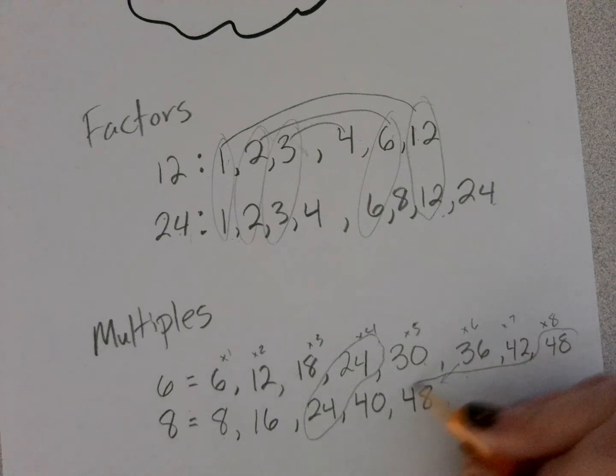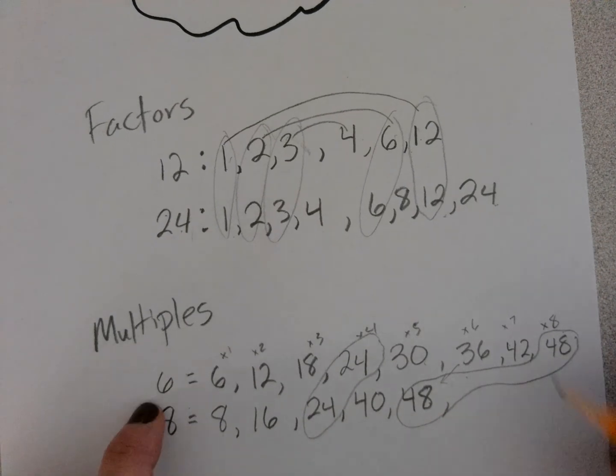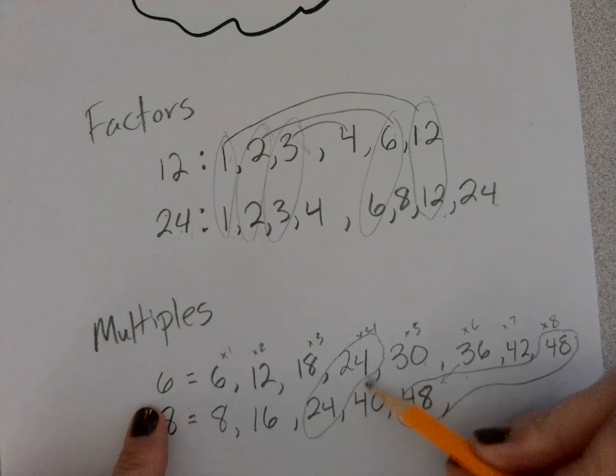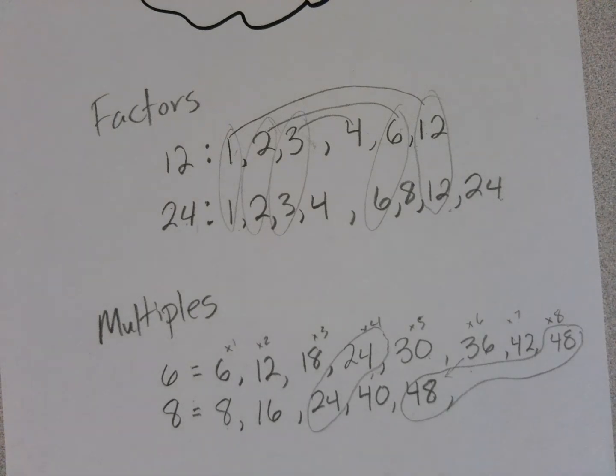So while 48 is a common multiple between 6 and 8, the smallest one is 24. So that is helpful to know, that least common multiple, when we are working with fractions. All right, so that is factors and multiples. The next thing we're going to look at is improper fractions and mixed numbers.